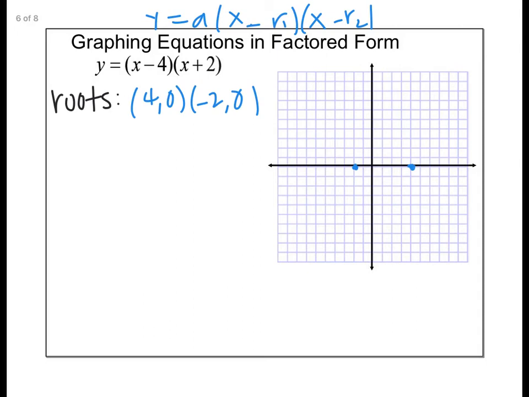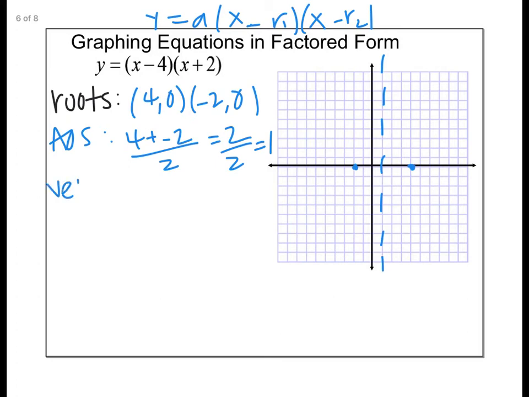To do this, let's find our axis of symmetry. Our axis of symmetry will be halfway between our roots, so I'm going to find the average of them. So 4 plus -2 over 2, that gives me 2 over 2, which is 1. So that tells me my AOS is x equals 1. That's where my symmetry should be. So my vertex should fall somewhere along there.